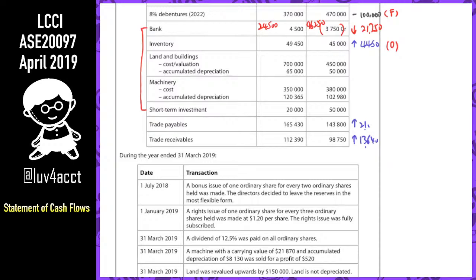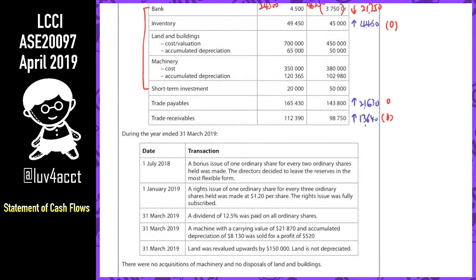630. Check again. 430. 1630. Okay. So all operating activities. Trade receivables negative, trade payables positive.